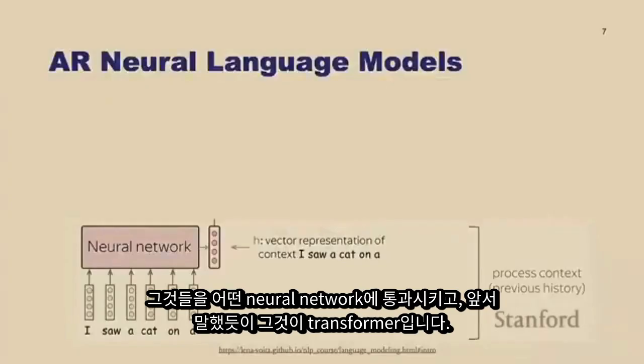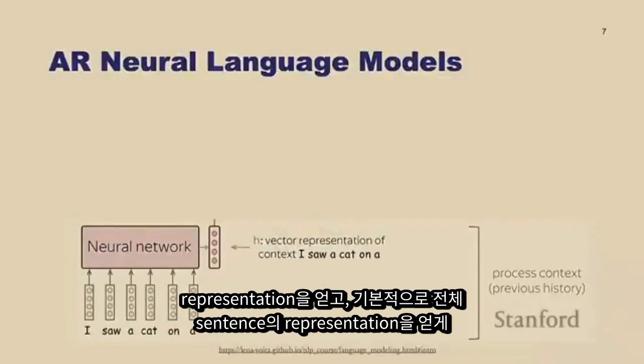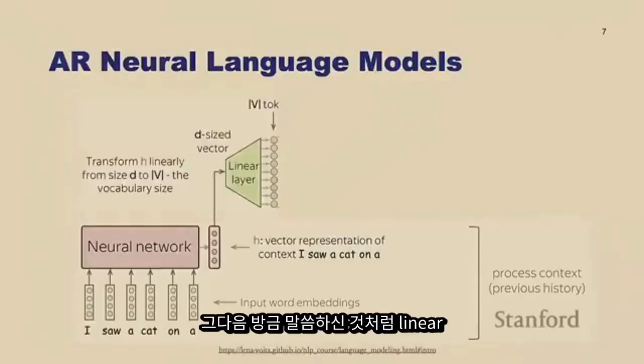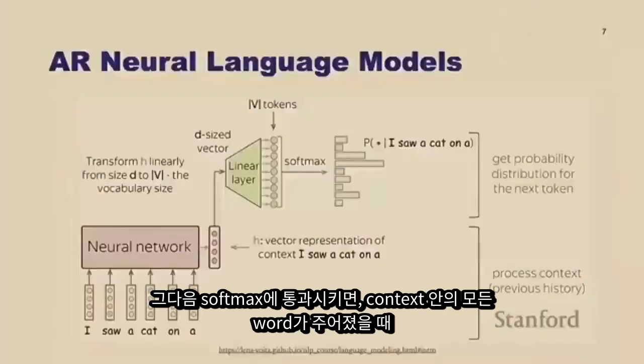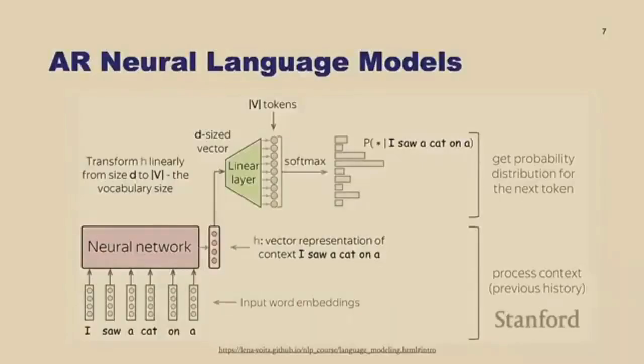As we said, it's a transformer. Then you get a representation for all the words in the context, so it's basically a representation of the entire sentence. You pass it through a linear layer, as you just said, to map it so that the number of outputs is the number of tokens. You then pass it through a softmax, and you get a probability distribution over the next words given every word in the context.